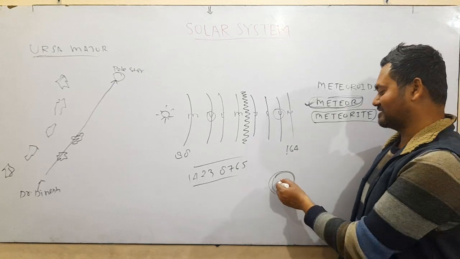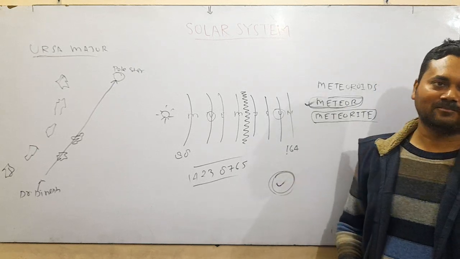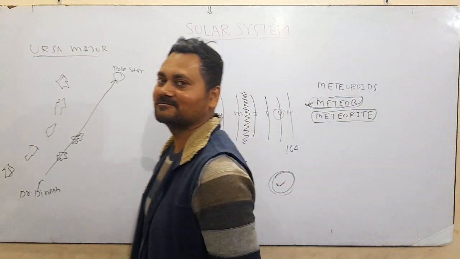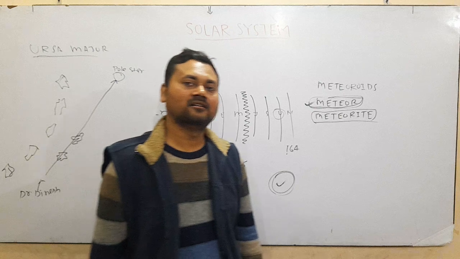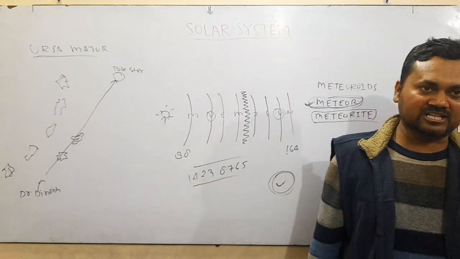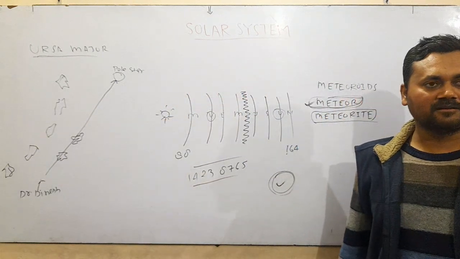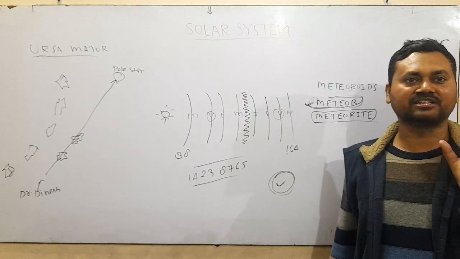Pluto fulfills this condition. So the first condition is fulfilled by the Pluto because it is spherical in nature.